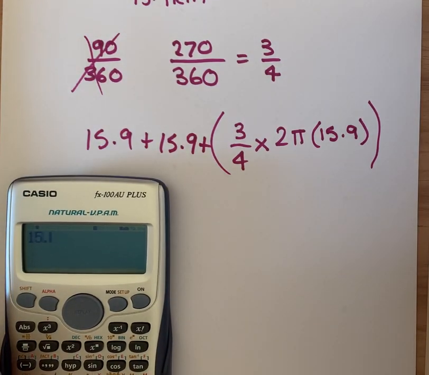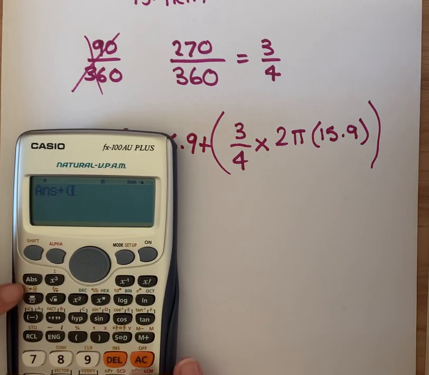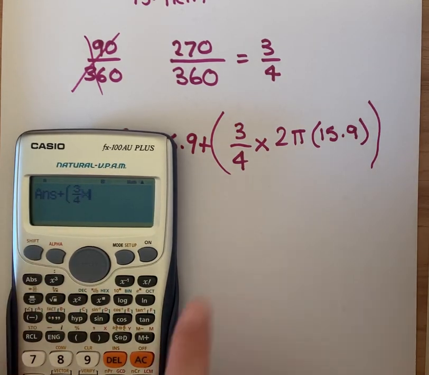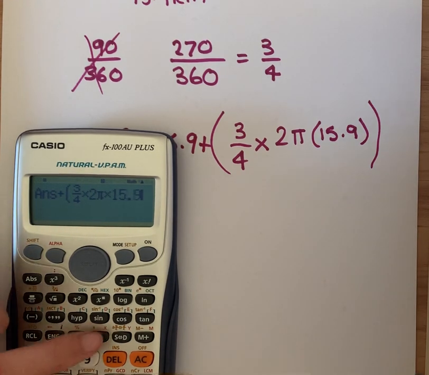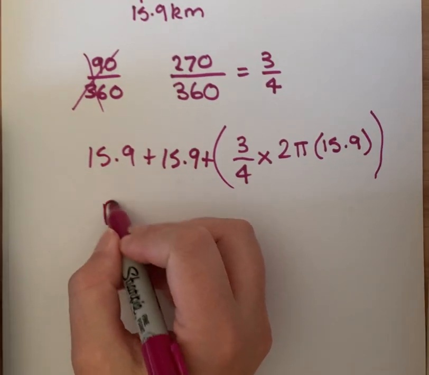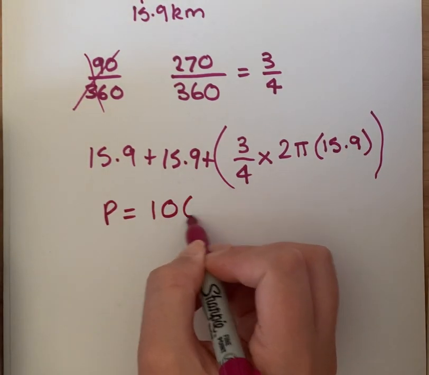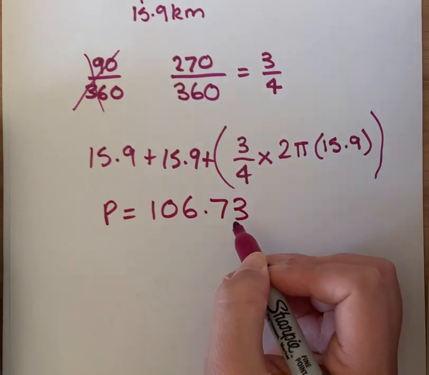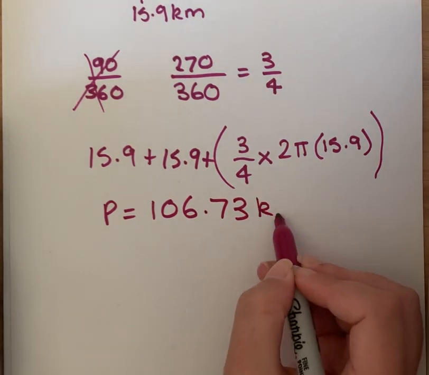So it's 15.9 times 2 plus 3/4 of the circumference, which is 2 times pi times 15.9. So our answer for our perimeter is 106.73 kilometers this time, not centimeters.